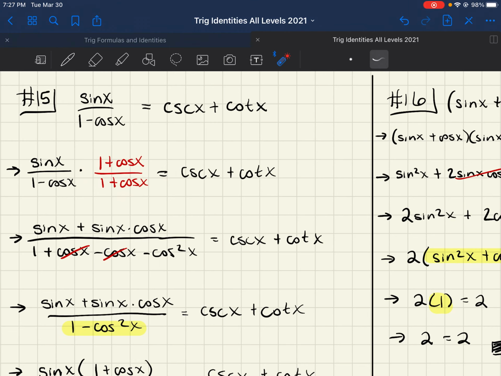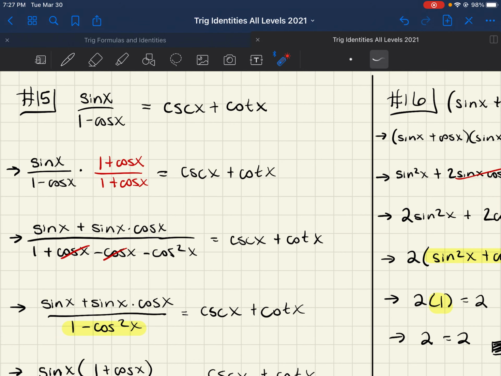of x over 1 plus cosine of x. So I'm just taking this denominator and I'm changing the sign in the middle, multiplying it to the top and bottom. So on top, we get some distributing going on. Sine times 1 is sine, times cosine is just sine cosine. In the denominator, we end up foiling. We get these pieces right here. Cosine minus cosine cancels. You're left with 1 minus cosine squared, which again, that's a Pythagorean identity.